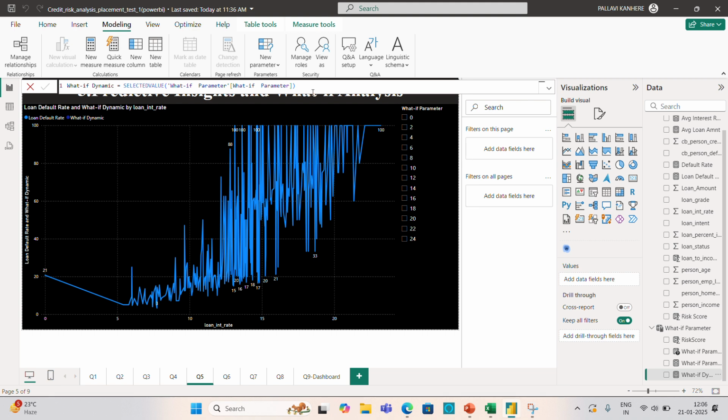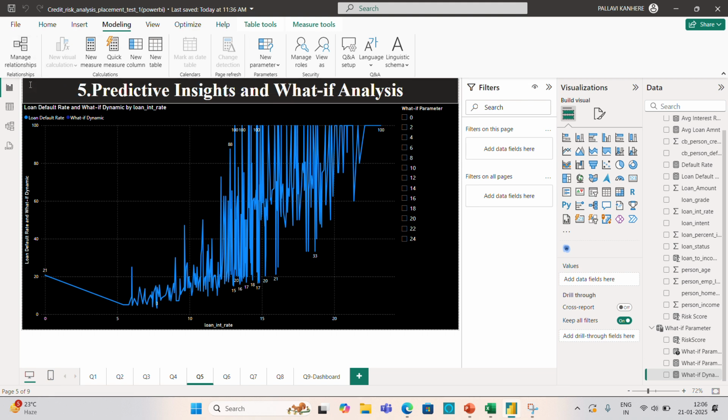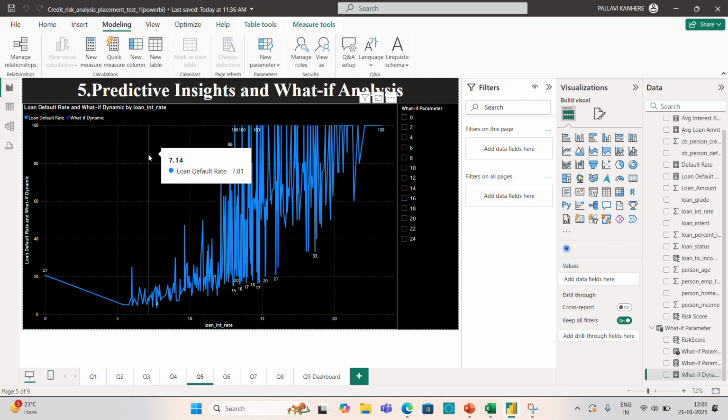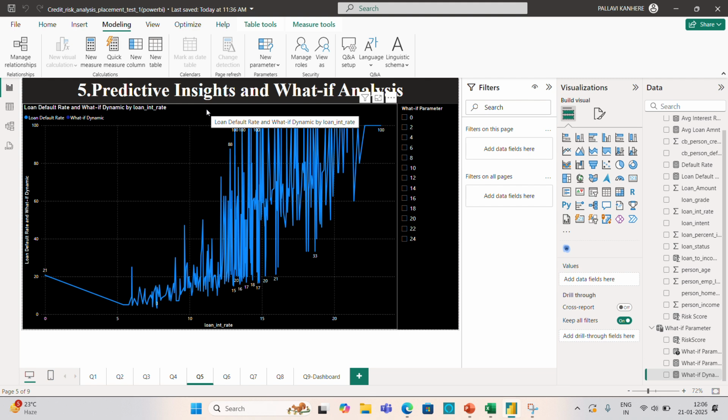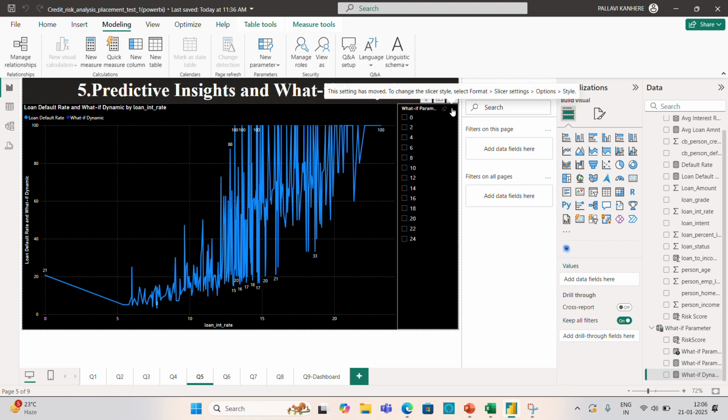After that, I created the line chart showing the loan default rate and what-if dynamic by the loan interest rate.